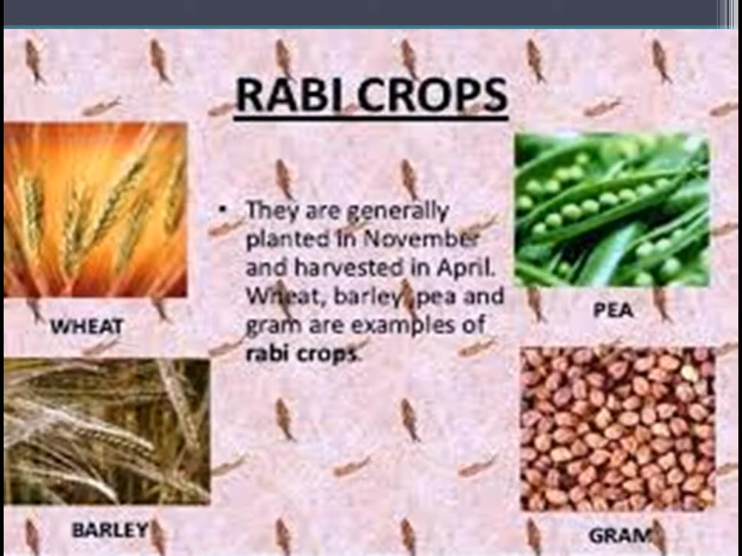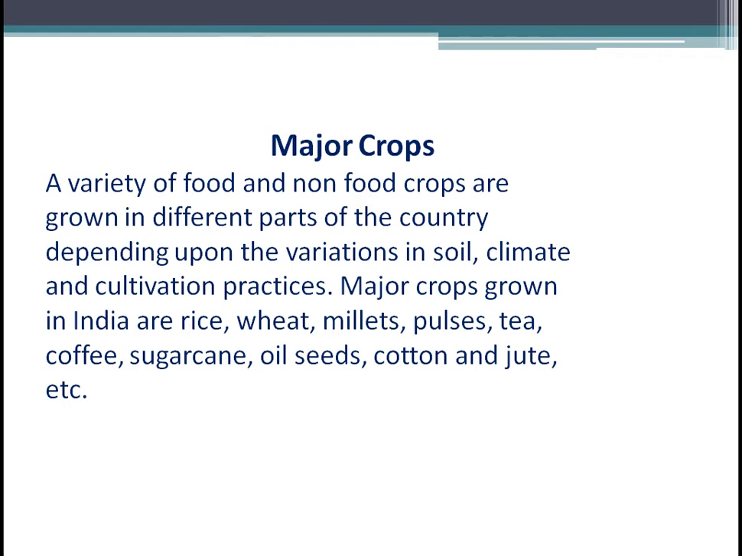Next, major crops. So here we are moving ahead to see the upcoming points of this chapter. A variety of food and non-food crops are grown in different parts of India depending upon the variation of the soil, climate and cultivation practices. Major crops grown in India are rice, wheat, millets, pulses, tea, coffee, sugarcane, oilseed, cotton and jute, etc.